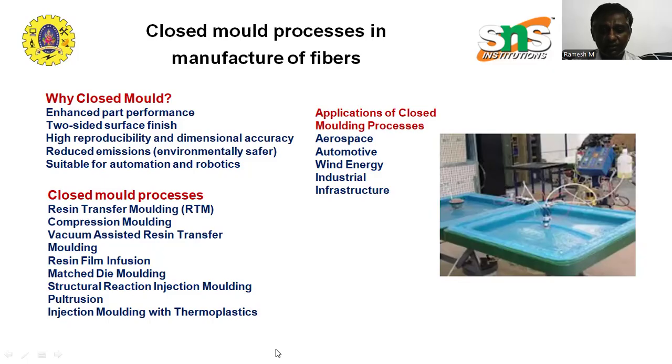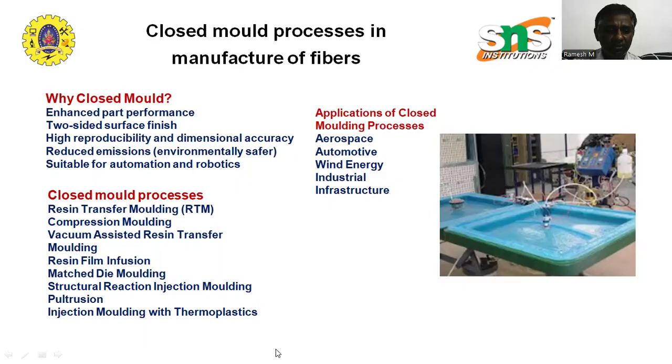These processes involve enclosing the fiber reinforcement and resin between two halves of the mold, allowing for controlled resin flow, high pressure application, and automated production. Compared to open molding, closed mold processes provide better part quality, minimal emissions, and are well suited for mass production. These methods are increasingly used in aerospace, automotive, wind energy, and high-end consumer goods manufacturing.